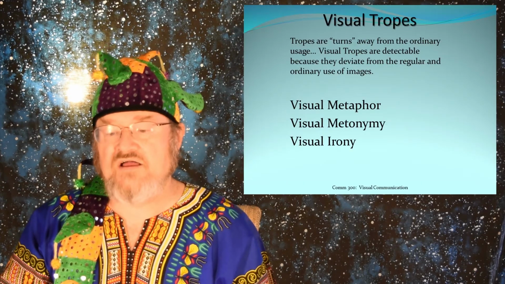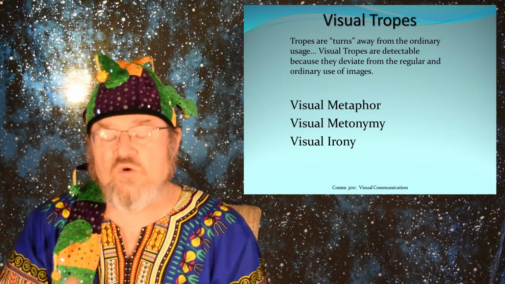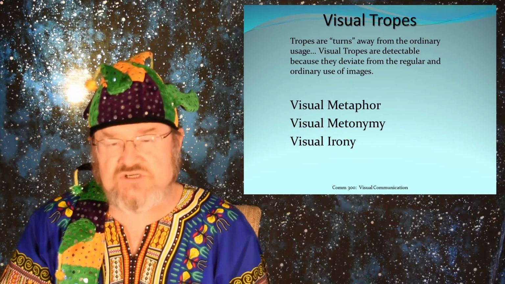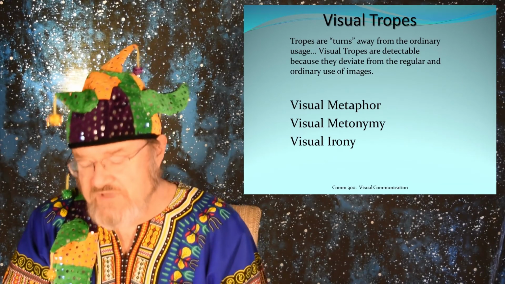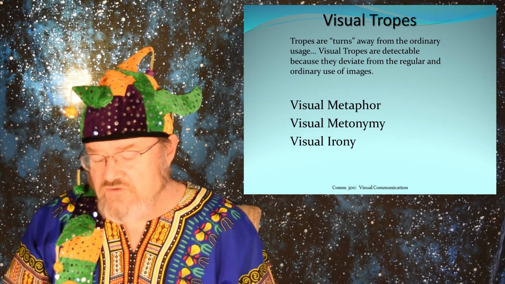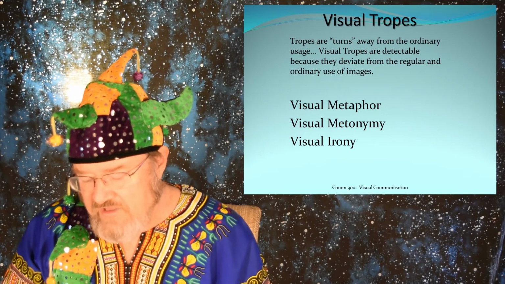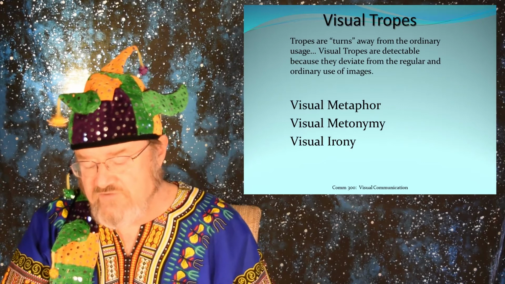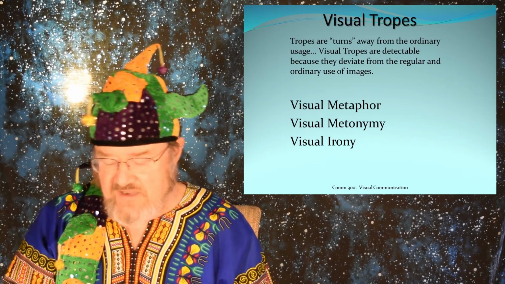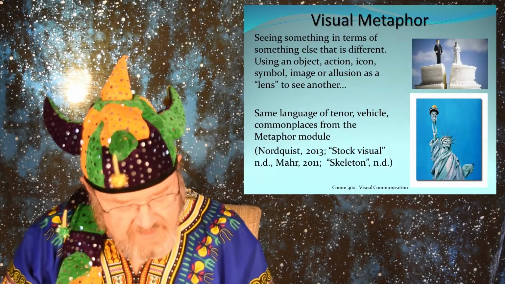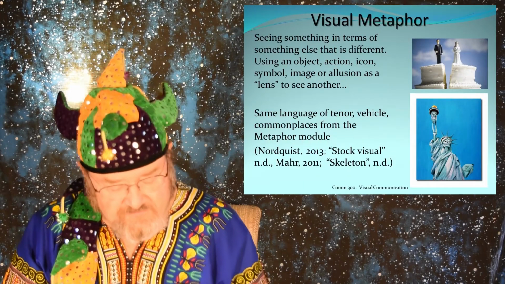Let's turn to tropes. We learned that tropes are something that's different from the ordinary usage of language when we talked about speech and figures of speech. So tropes are turns away from the ordinary, and we're going to talk about three: visual metaphors, metonymy, and irony. So a visual metaphor is seeing something in terms of something else that is different.